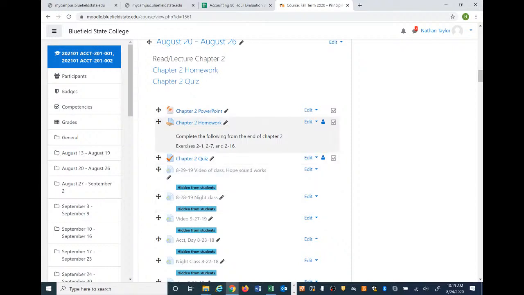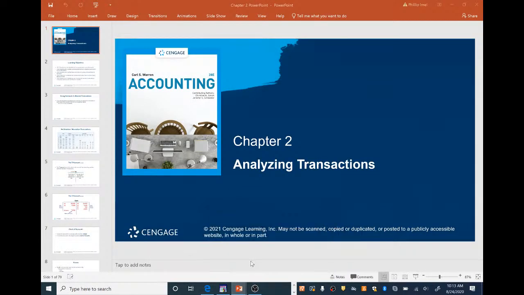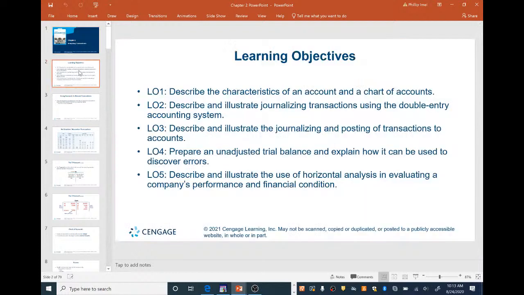So let's go ahead and get into our chapter 2 PowerPoint, get into the content. Okay, so chapter 2 is analyzing transactions. Let's go over our learning objectives.